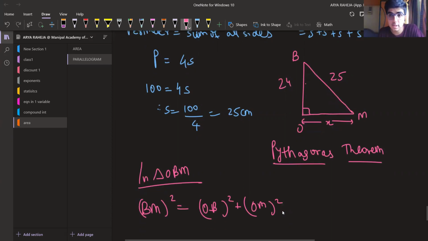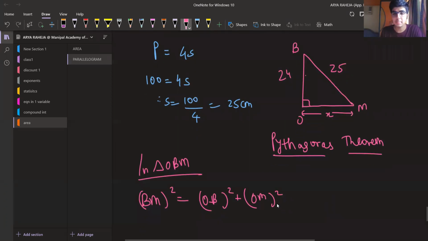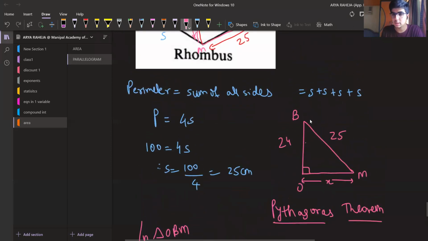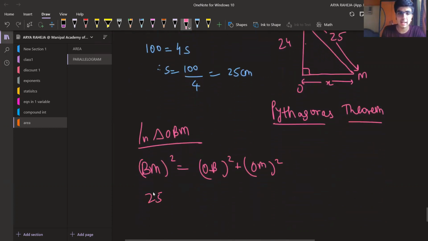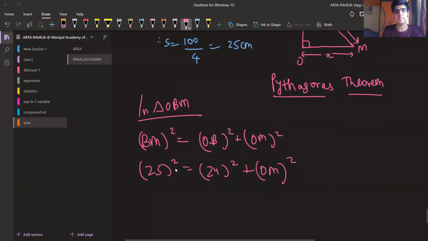Okay, so BM ka square, BM is the hypotenuse, this longest side ko hypotenuse bolte hai, which is opposite to the right angle. ठीक है. So that means 25 ka square is equal to 24 ka square plus OM ka square. So now we have to simplify this basically.